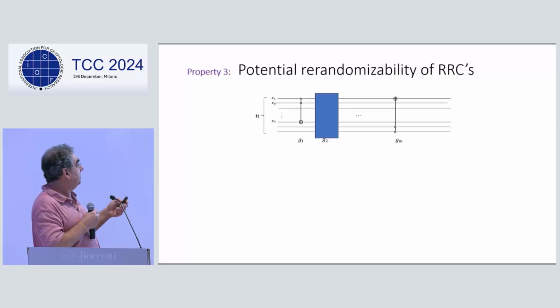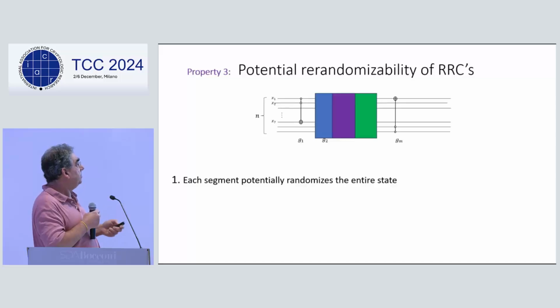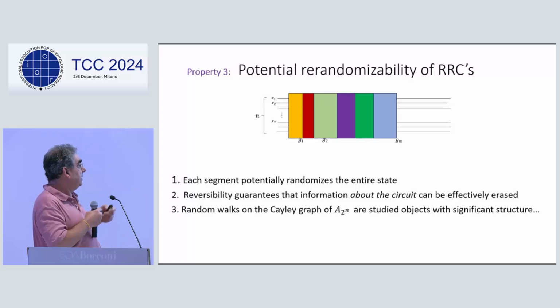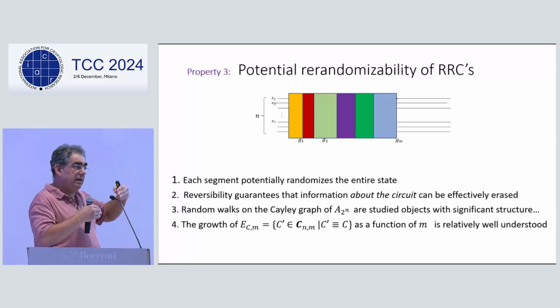Every time you take a segment to randomize, you actually take the entire state. Furthermore, when you do this process, the reversibility means some information about the circuit is effectively erased. You also get a random walk on this Cayley graph of a symmetric group, the alternating group. We have some understanding of these random walks, and the growth of the number of circuits for a particular functionality in the number of gates is relatively well understood.